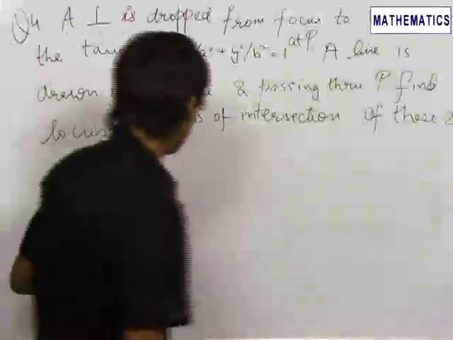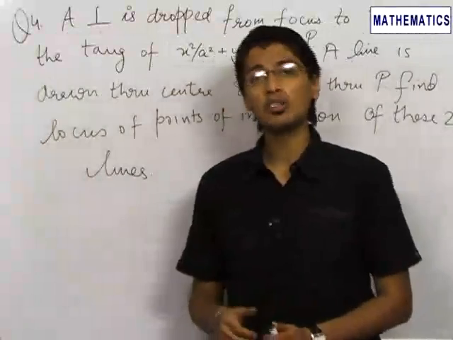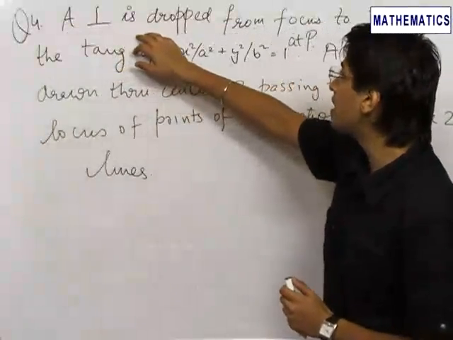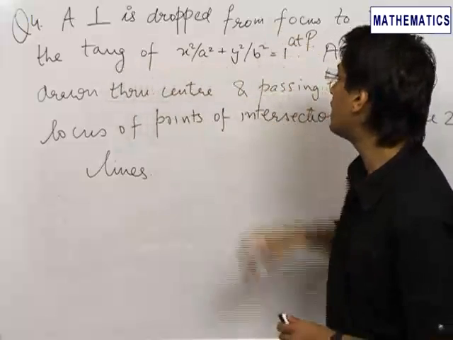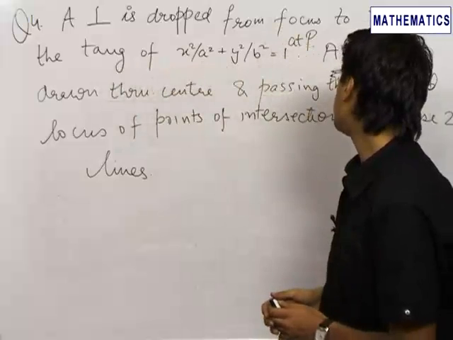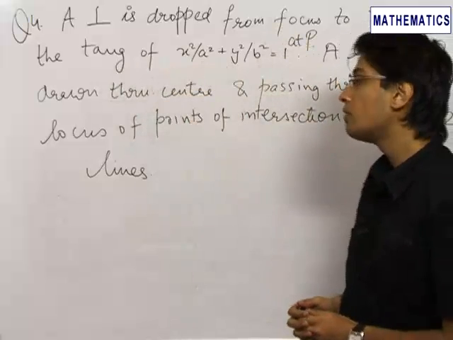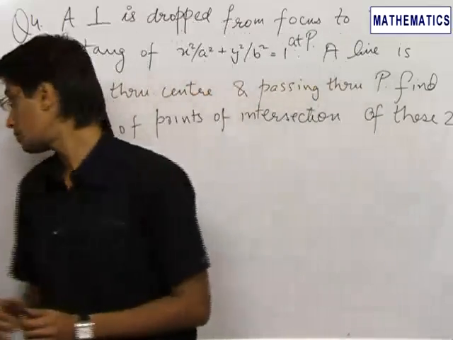Our next problem is a pretty interesting problem which appeared in JEE in 2002. We can see that this is a simple problem in which we are given that a perpendicular is dropped from the focus of the ellipse to any tangent of the ellipse which is made at point P. A line is drawn through the center and passing through the point P. We need to find the locus of points of intersection of these two lines.